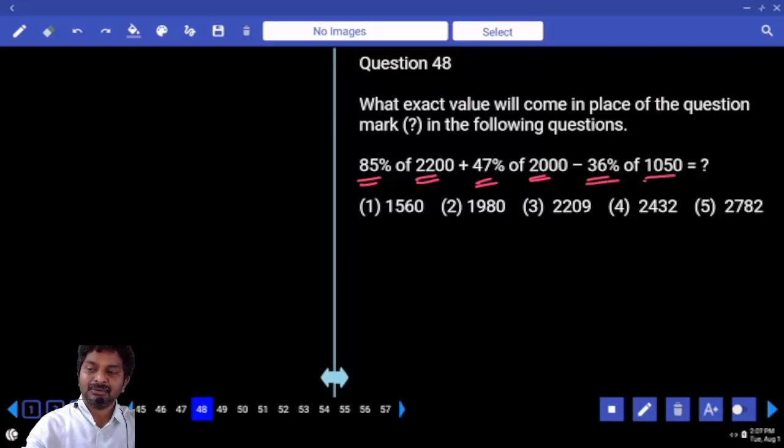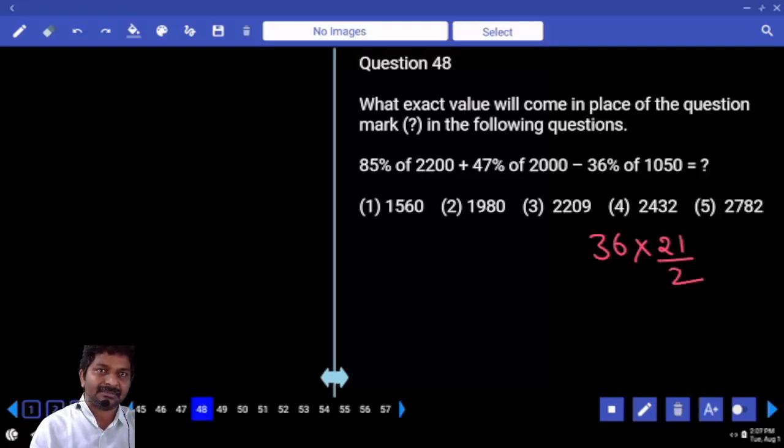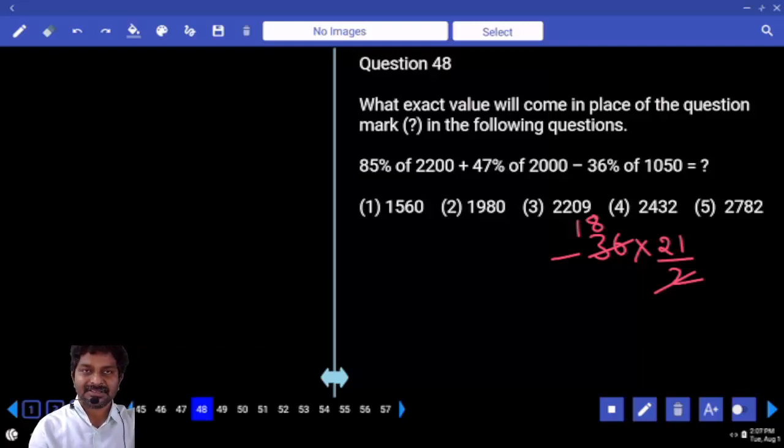36 into 1% value, I am taking 1% as 21 by 2. 10.5 is the actual number, I am taking it as 21 by 2. Is that okay? 2 how many times? 18 into 21 ends with, this is a negative number, subtracted from 0, answer ends with, 2 options are there. That is what I verified. Okay?